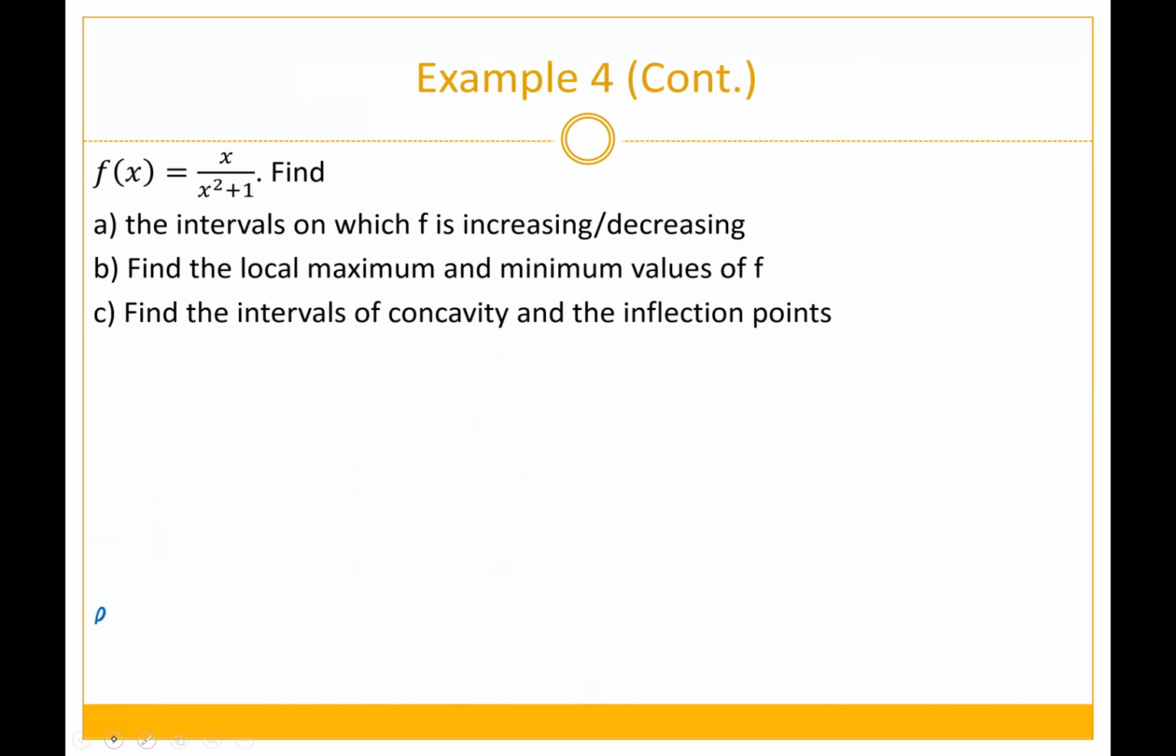Now, the last part is C. Find the intervals of concavity and the inflection points. Again, I'll use the second derivative. I only use the second derivative here. It gets super complicated because it's a rational function. The problem with rational functions is that the more you take derivatives, the more complicated it gets.